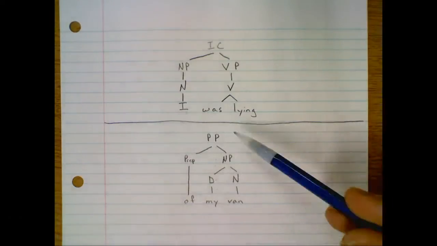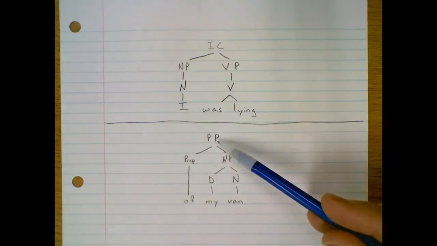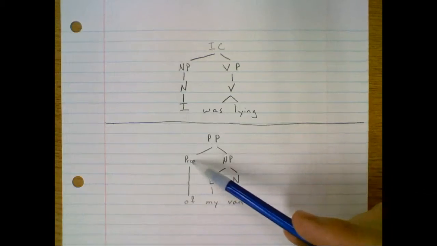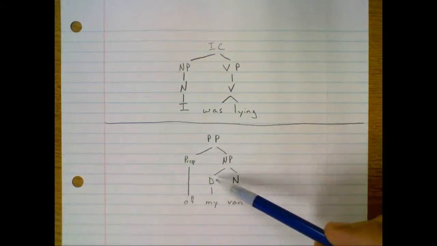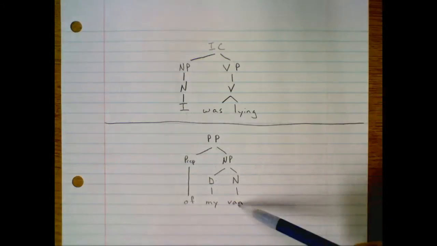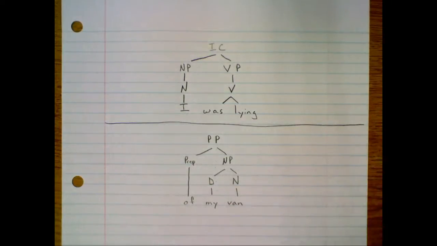So, of my van is a prepositional phrase. Prepositional phrases are composed of one preposition followed by a noun phrase. This particular noun phrase is made up of a determiner, my, and the noun van. And our preposition was of. Okay? That's how that should look right there. Excellent. Let's take a look at another one. Let's take a look at a structure inside of this structure. Let's take a look at the noun phrase. Let's back up. Let's take a look at this.